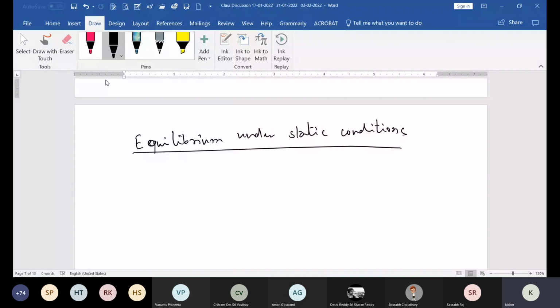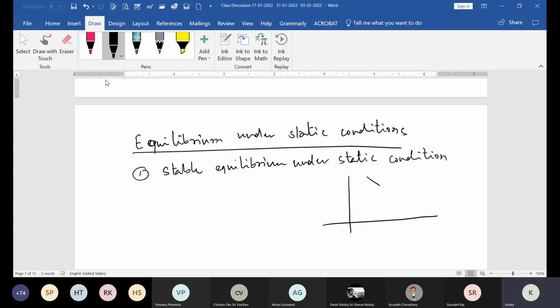So under static condition, you will find 3 different kinds of equilibrium. One is your stable equilibrium, under static condition. So what is happening here? Suppose this is your demand and supply. This is your supply.